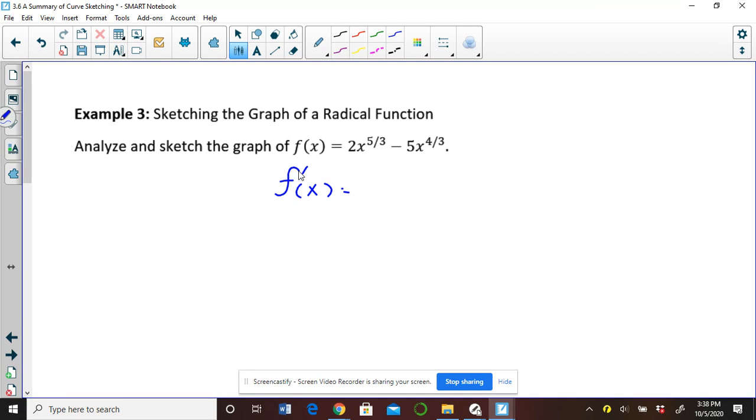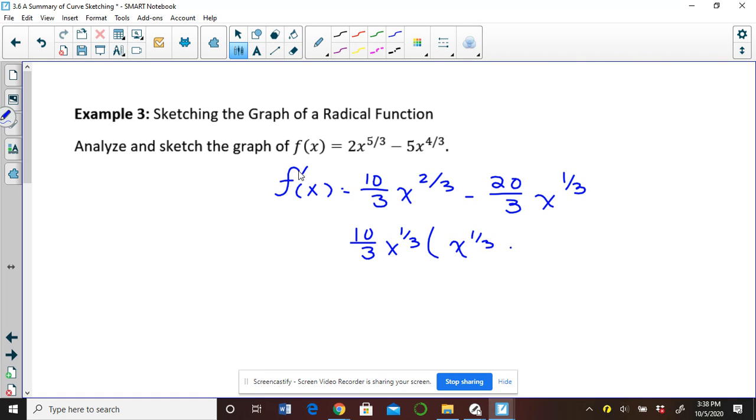F prime of x would be 10 thirds x to the 2 thirds minus 20 thirds x to the 1 third. And we do have a GCF of 10 thirds x to the 1 third, which will help us with solving later on. So that leaves us x to the 1 third minus 2. So we will be referencing that piece when we go to solve.